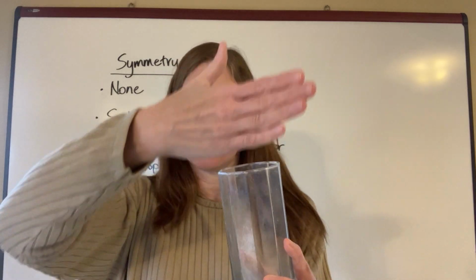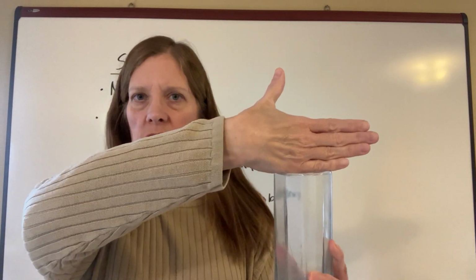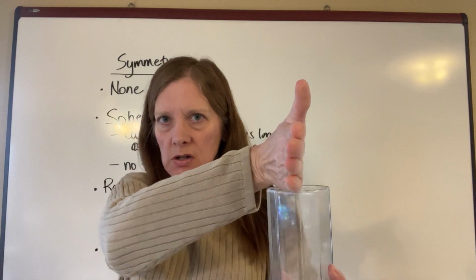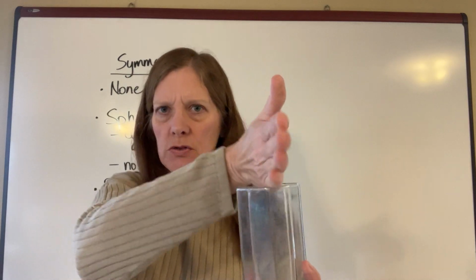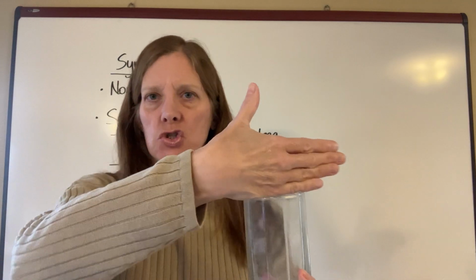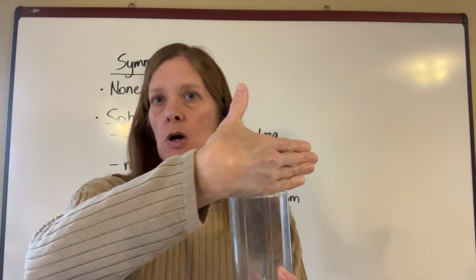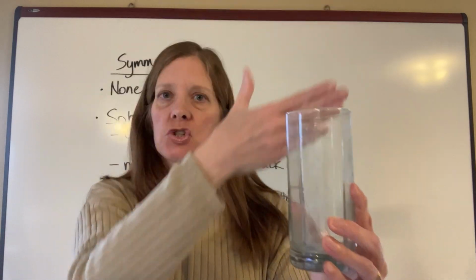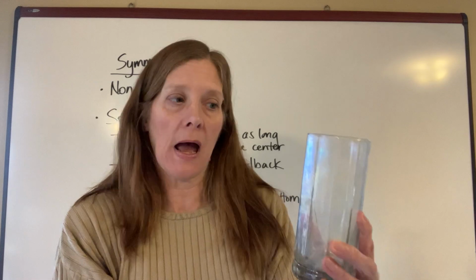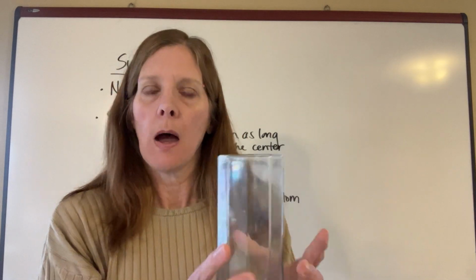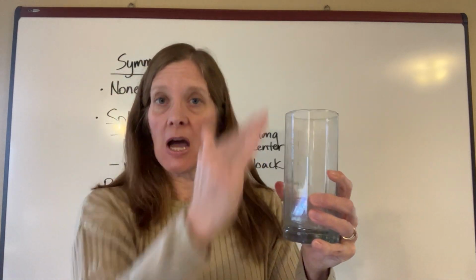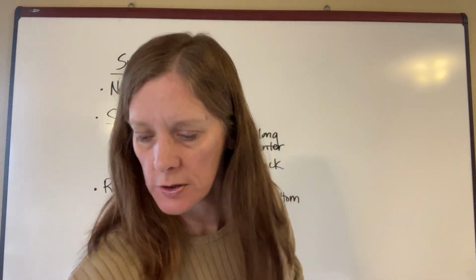Now, I can cut it going this direction, I can cut it going this direction, I can cut it going this direction. There's 360 degrees in a circle. I can turn this blade almost any way I want to, cut it straight down, and I'll have two identical halves as long as I go through the middle, okay? But I have to go from top to bottom. I can't go any other direction.